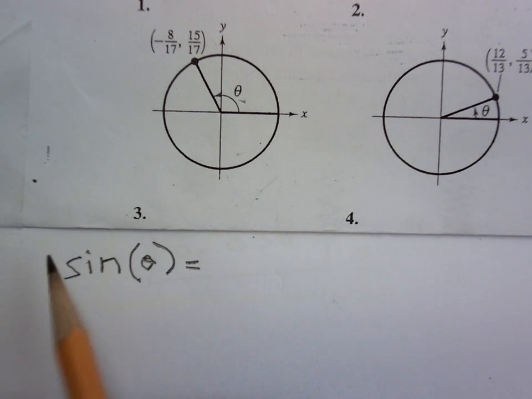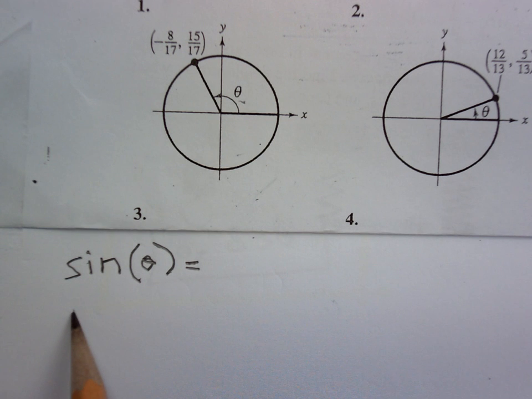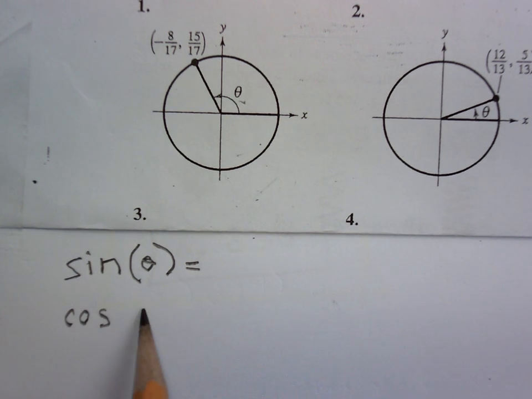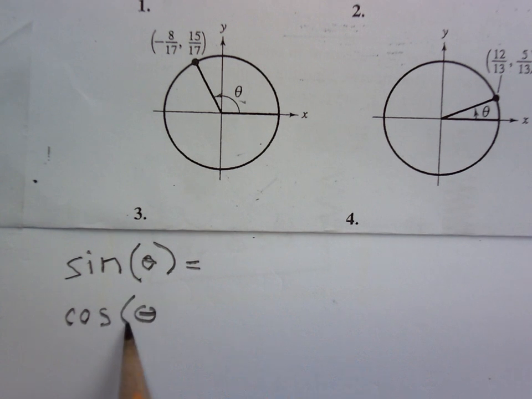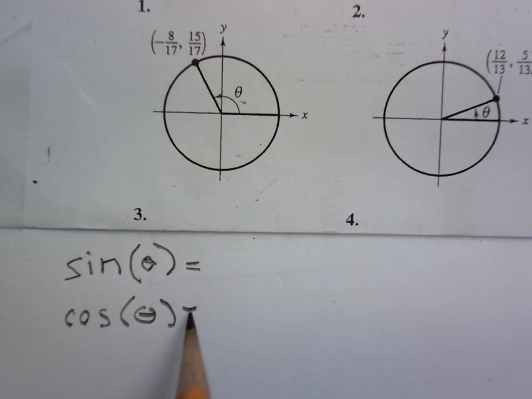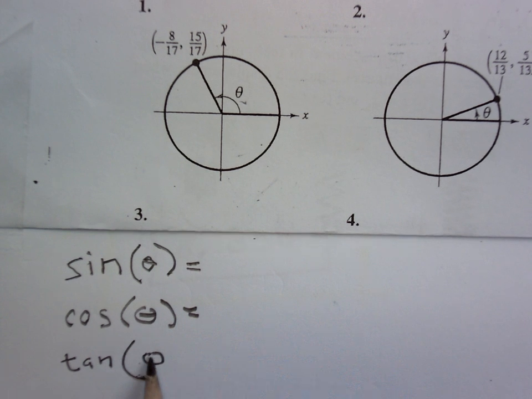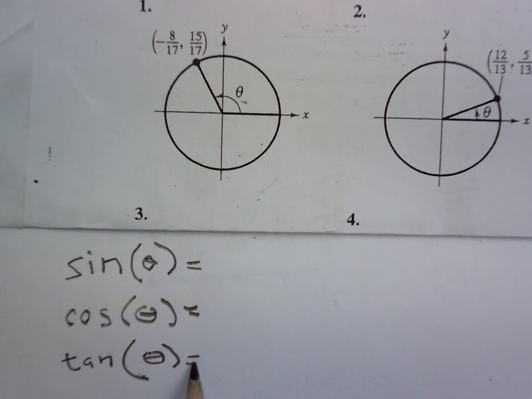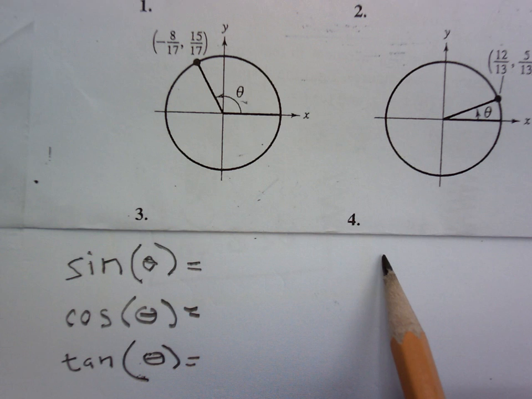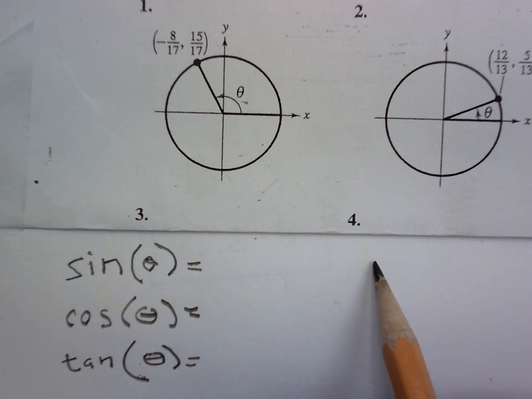What's the second one? So also write the cosine. We're going to fill these in a second. The cosine of theta. Sometimes they'll use the Greek letter, sometimes they won't. Next one. Tangent. It's all in your notes. Tangent of theta. And I'm going to write them in the same order they do. We'll put the fourth one here.